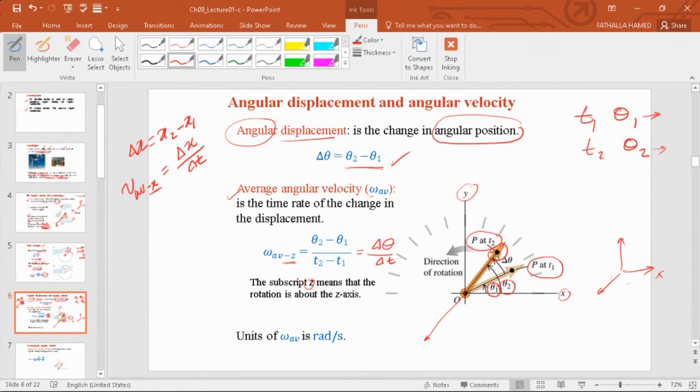So usually we have rotating bodies in a plane, in this case the xy plane, and the rotation is around the z-axis. Now the units for the average angular velocity here will be rad per second.